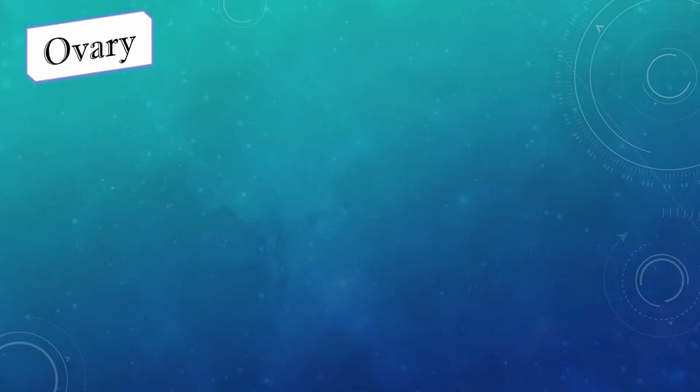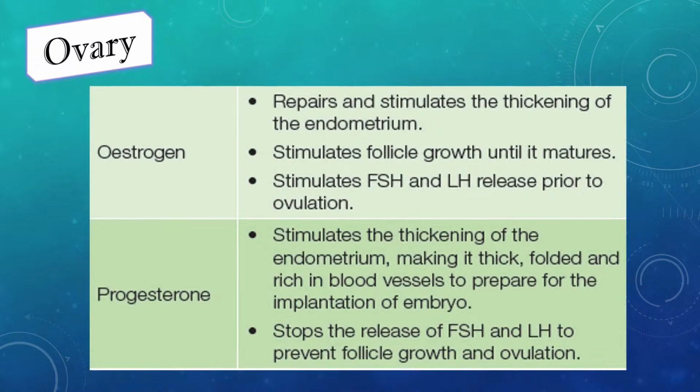Let's proceed into ovary. Ovary is the last gland here related to your menstrual cycle that we're going to discuss today. Ovary also releases its hormones, which are estrogen and progesterone. Now teacher want you to see here, I know both estrogen and progesterone are related to endometrium lining. Both related to endometrium lining.